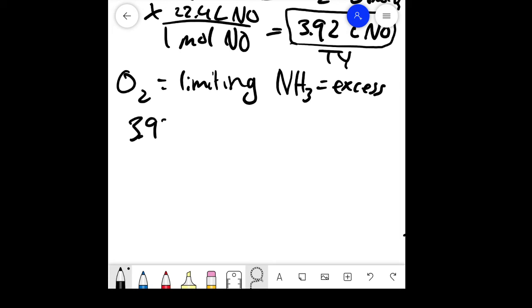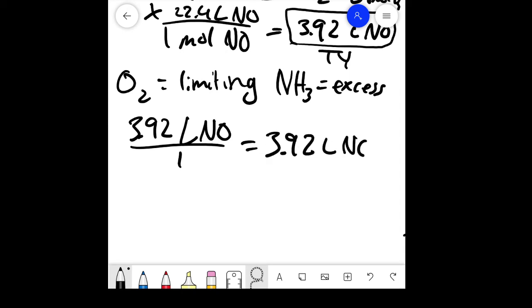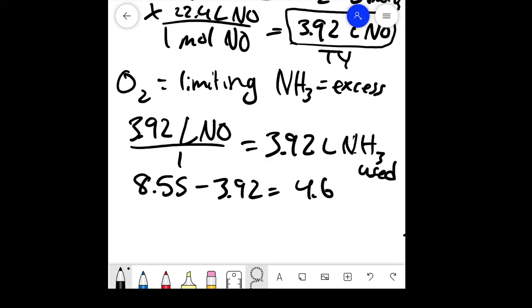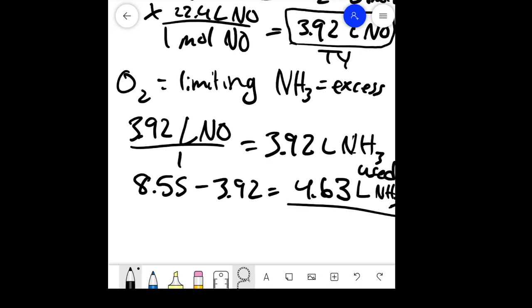So I'll start with our yield. We have liters of nitrogen. You're just going to work the same thing again and go back to ammonia, which all cancels out because we know the molar ratio is 1 to 1. So that gives us 3.92 liters of ammonia that was used. If we want to know what's left, we take the original amount minus the used amount. So that would give us 4.63 liters of ammonia left.